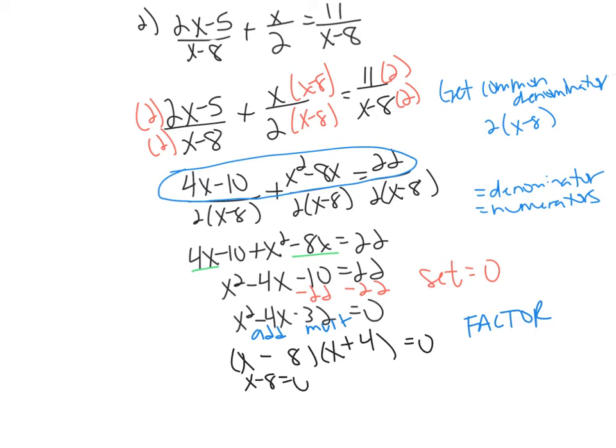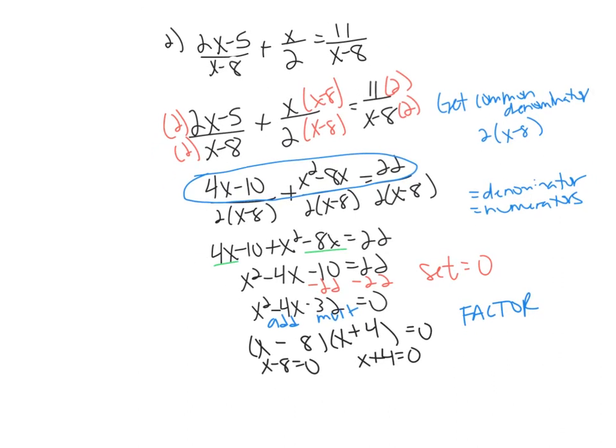x minus 8 equals 0. x plus 4 has to equal 0 from the zero property. If we're multiplying to get 0, then one of them has to be 0. Solve for x. We add 8 to both sides here. Subtract 4 from both sides there. x is going to equal a positive 8, or x is going to equal a negative 4.